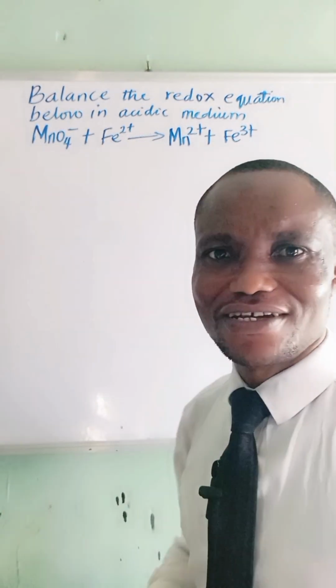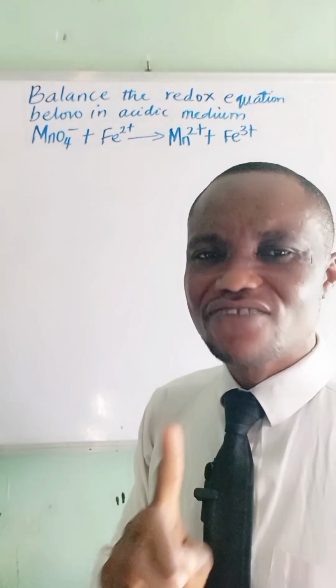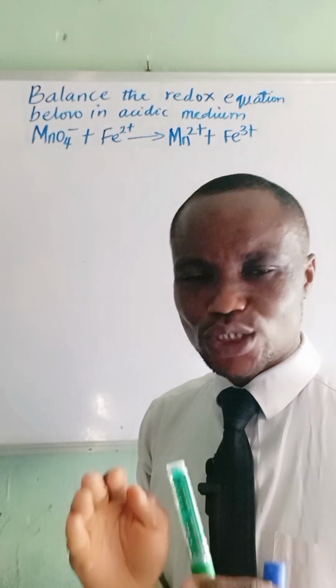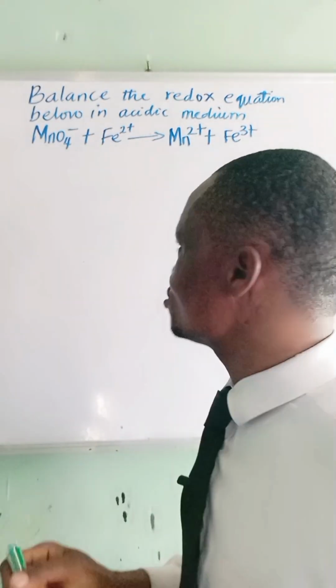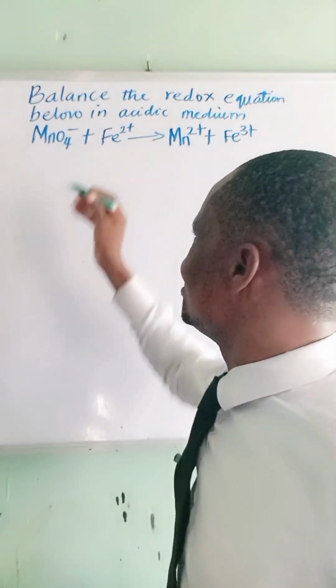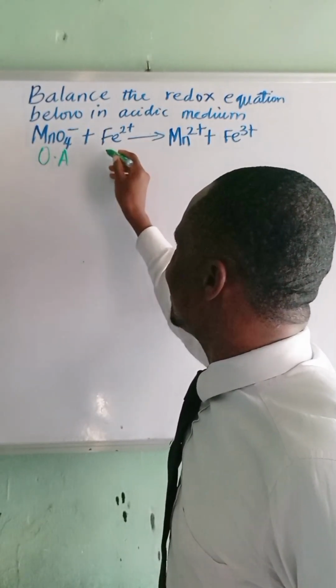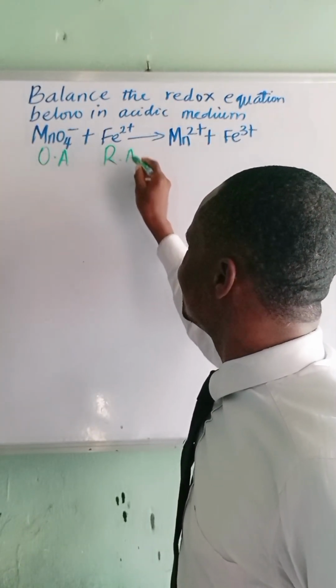First, identify the oxidizing agent as well as the reducing agent. So from this equation here, this is the oxidizing agent and this is the reducing agent.